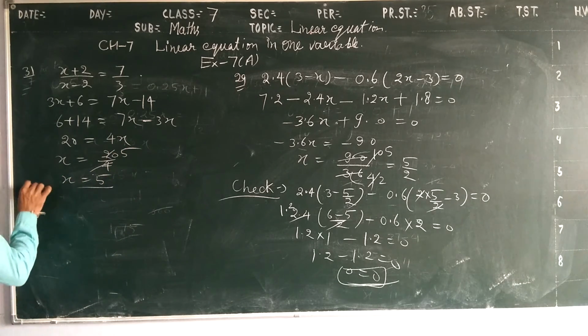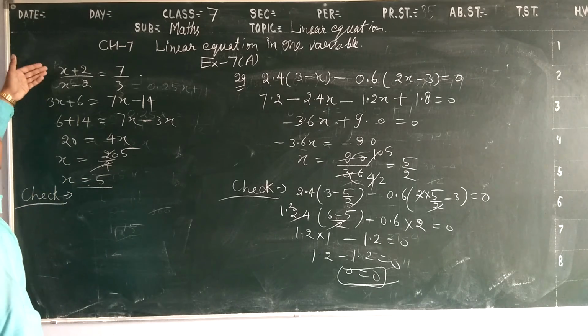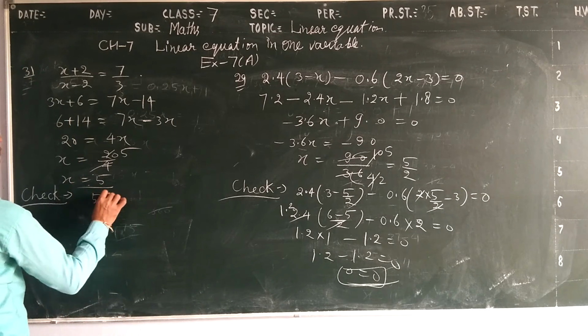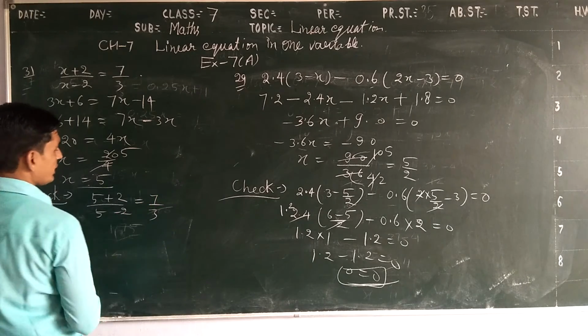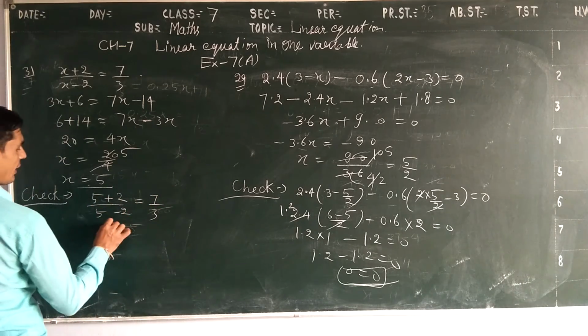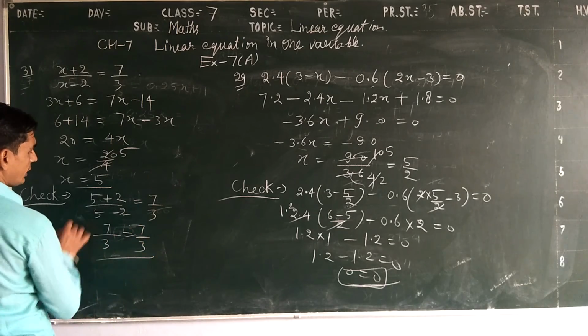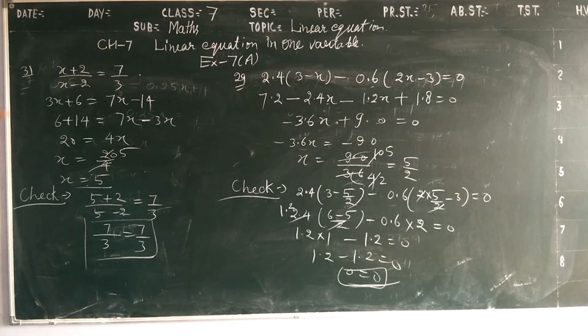So let's check whether your answer is right or wrong. Put this value in the given equation. So the given equation: put 5 plus 2 upon 5 minus 2 equals to 7 upon 3. So 5 plus 2 is 7 and 5 minus 2 is 3. So 7 upon 3 equals to 7 upon 3. Left hand side equals to right hand side, meaning your answer is right.